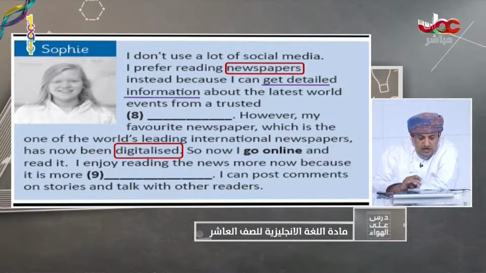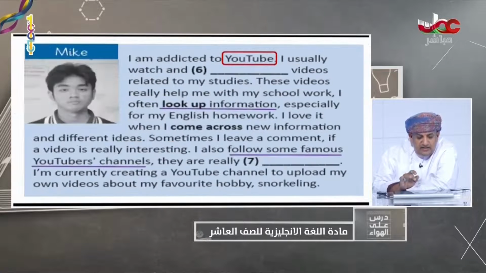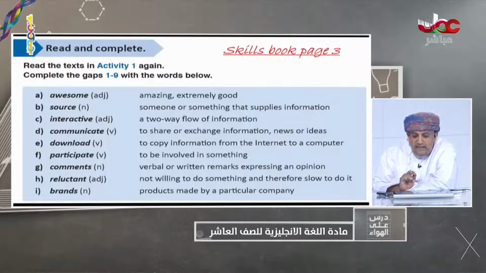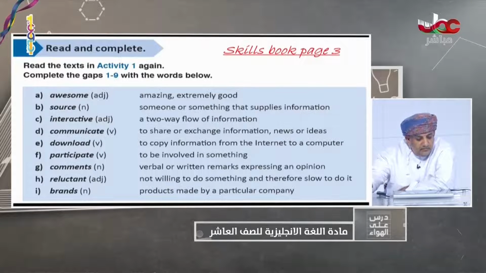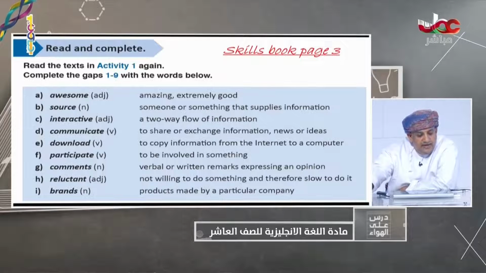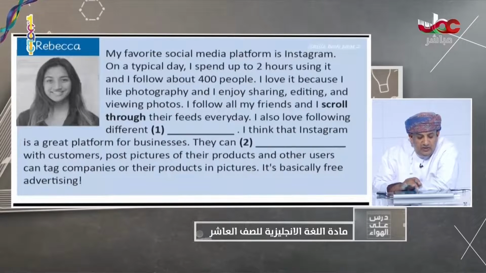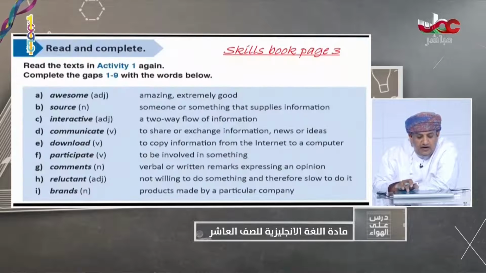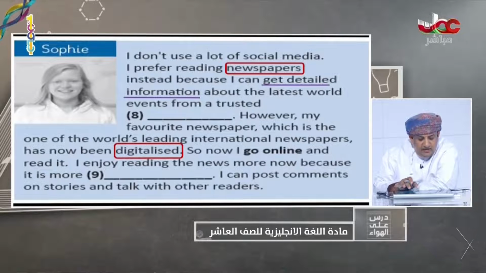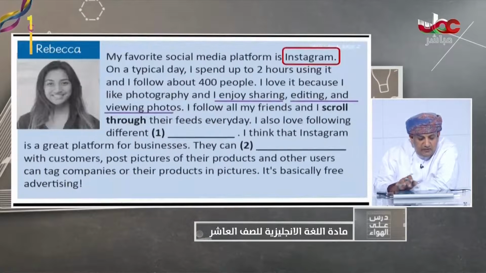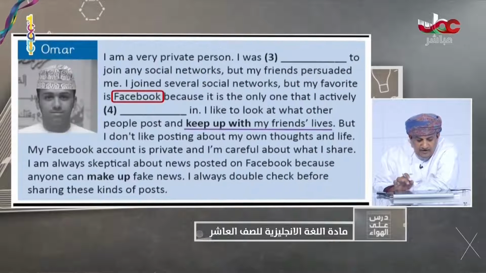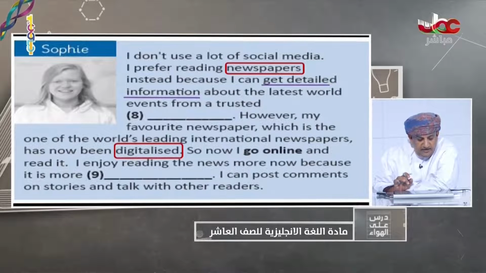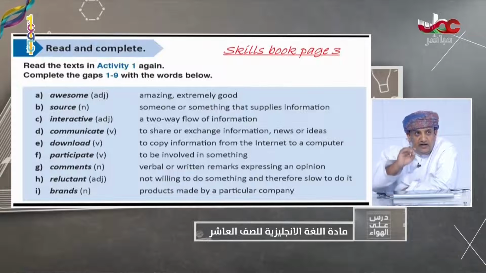Okay. So now let's look at page number 3. Now number 3, read the text in activity 1 again. Complete the gaps 1 to 9. As you know, here we have 9 gaps. Start from Rabika: 1, 2, 3, 4, 5, 6, 7, 8, and 9. So these are the missing words.